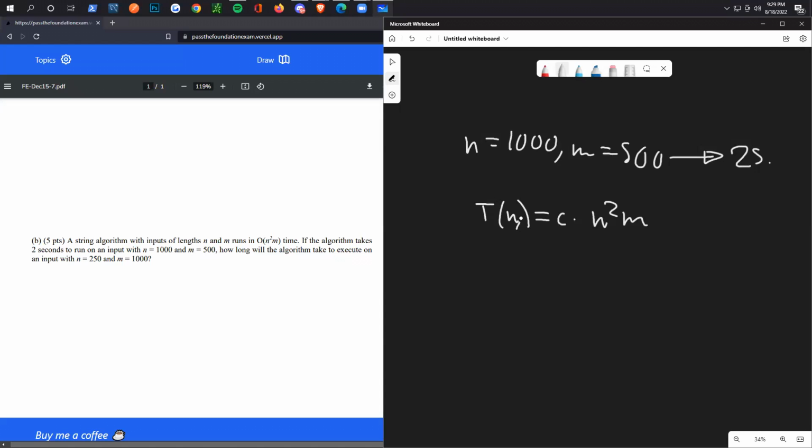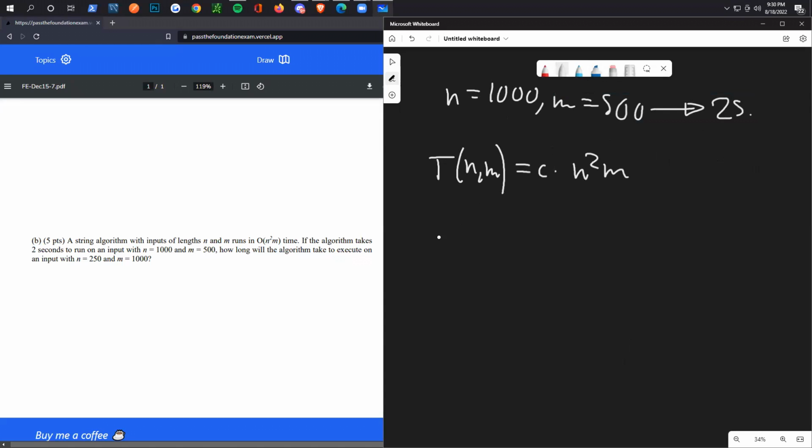Okay, so we can just plug these values in. You can say T(n) equals 1,000, 500, but I'm just going to end up plugging in the actual runtime. So 2 equals C times n squared. So n is 1,000 times m, which is 500.